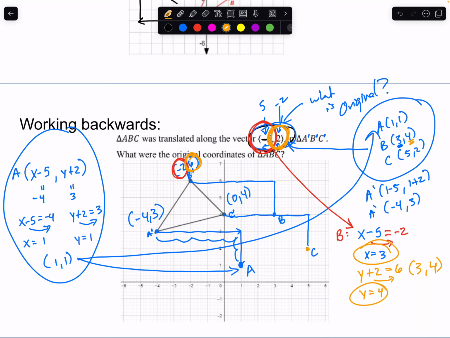Right here. So you can set up an equation algebraically, or you can just count on the graph by working backwards. Instead of a minus 5, you're going to do 5 to the right. Instead of positive 2, you're going to go 2 down, because you're working your way backwards to find the original location. Please let me know if you have any questions.